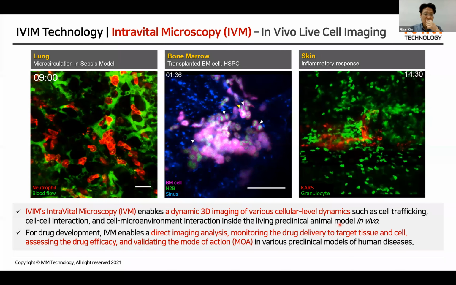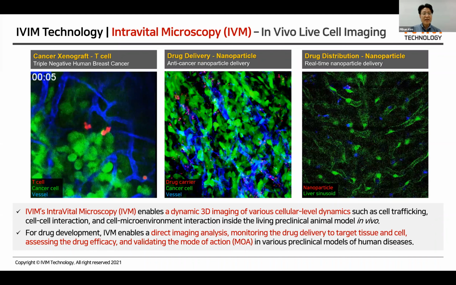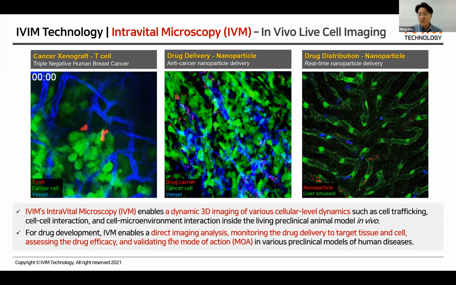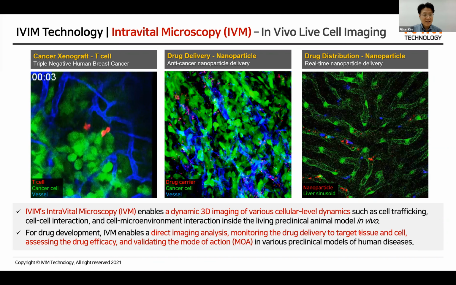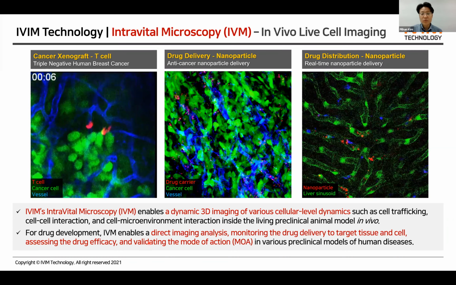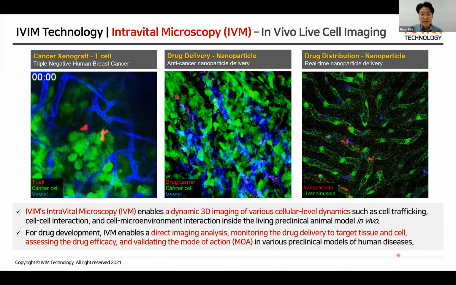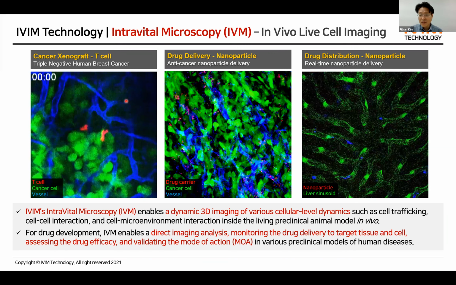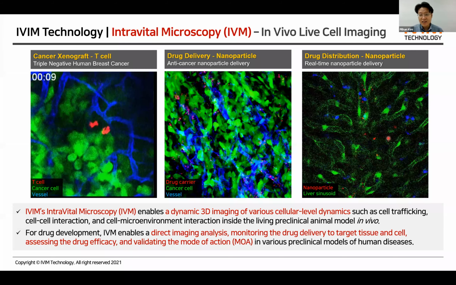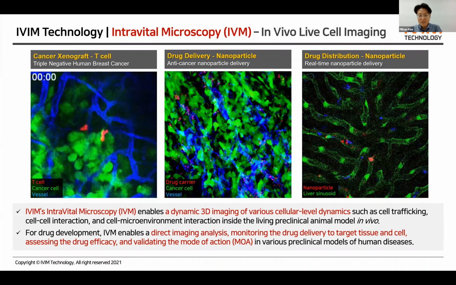Additionally, if you're interested in drug development, intravital microscopy can enable direct imaging analysis to monitor the drug delivery to the target tissue and cell, assess the drug efficacy, and finally validate the mode of action of the drug in various preclinical models of human disease. I will explain in more detail later. But in this slide example, what we are looking at is the real-time delivery of lipid nanoparticles through the blood vessel to the liver.